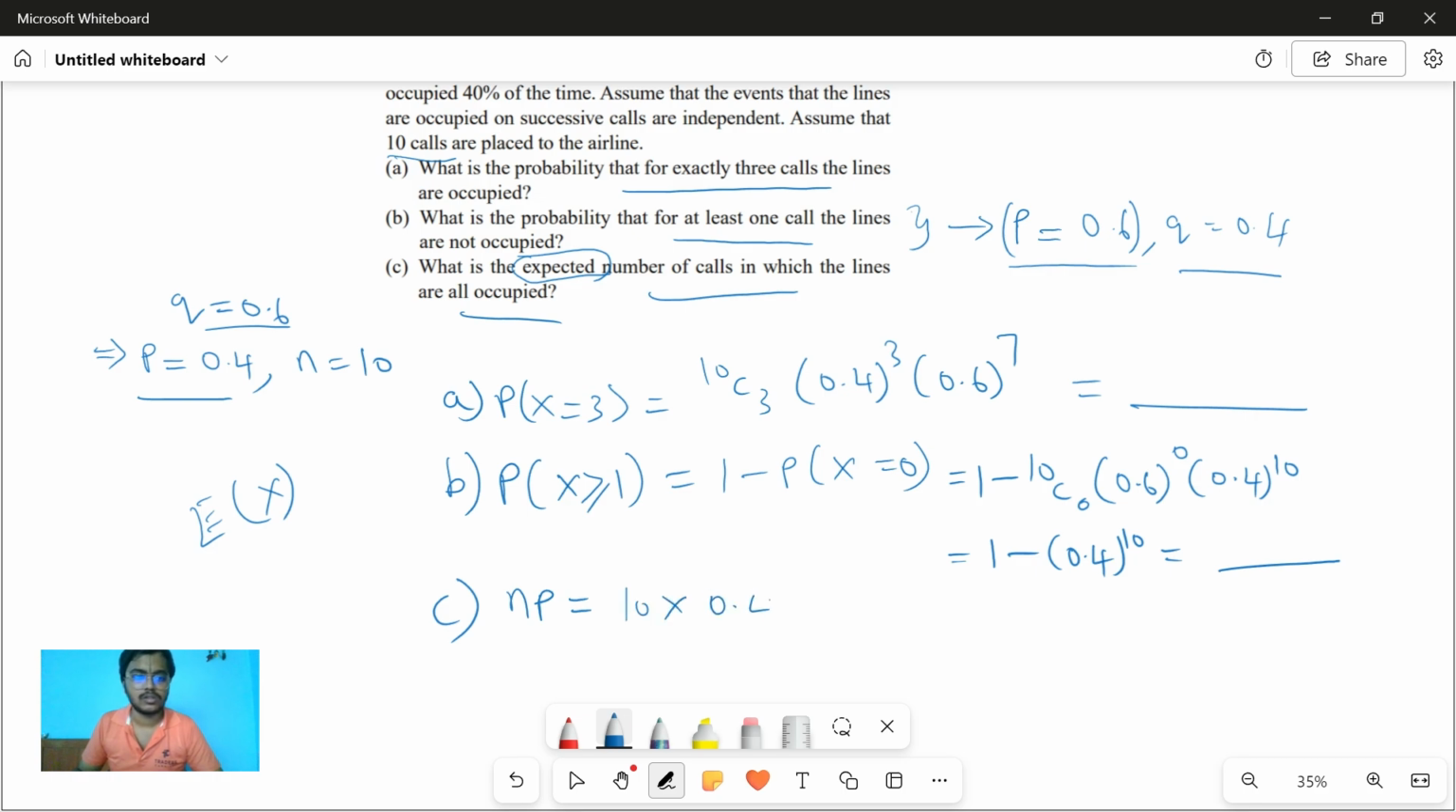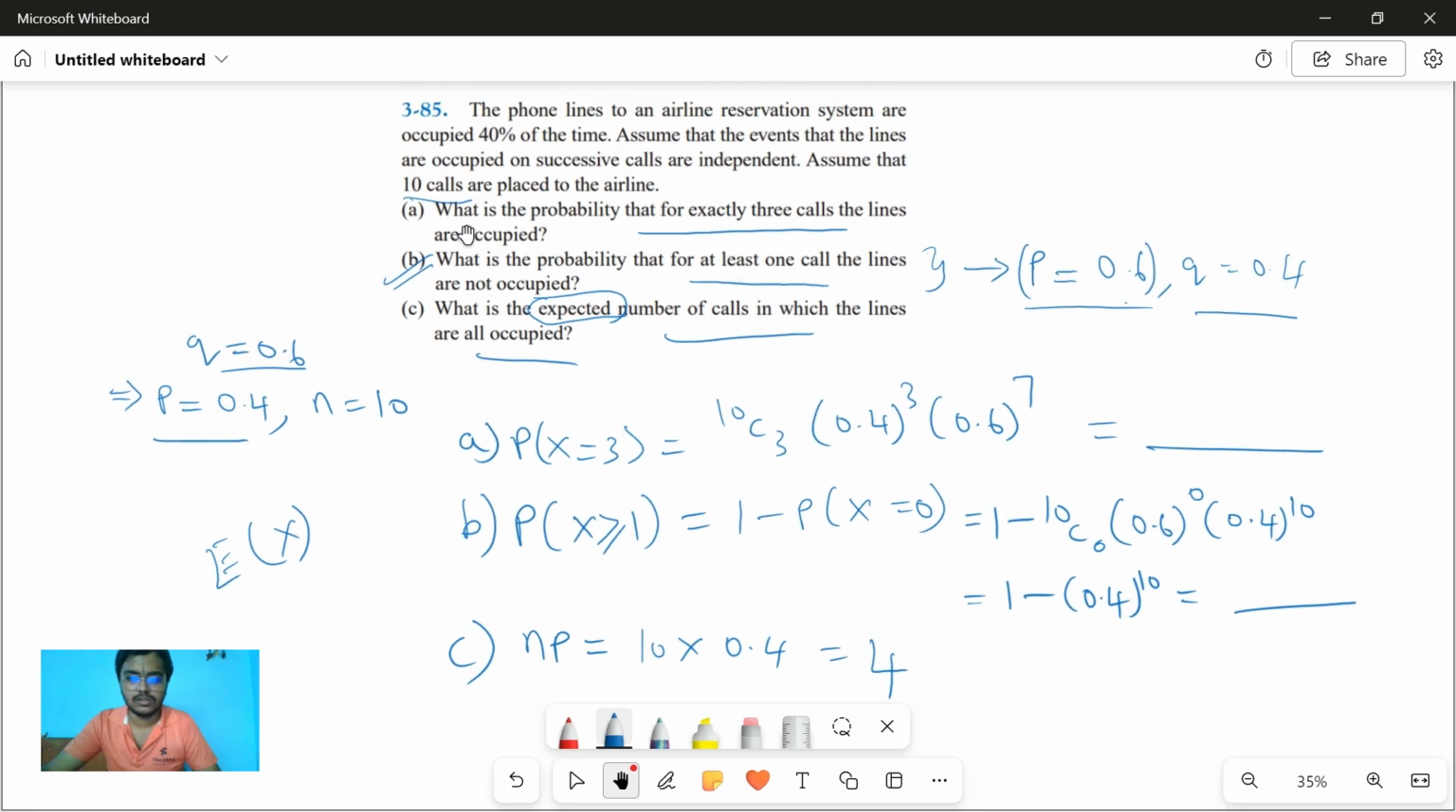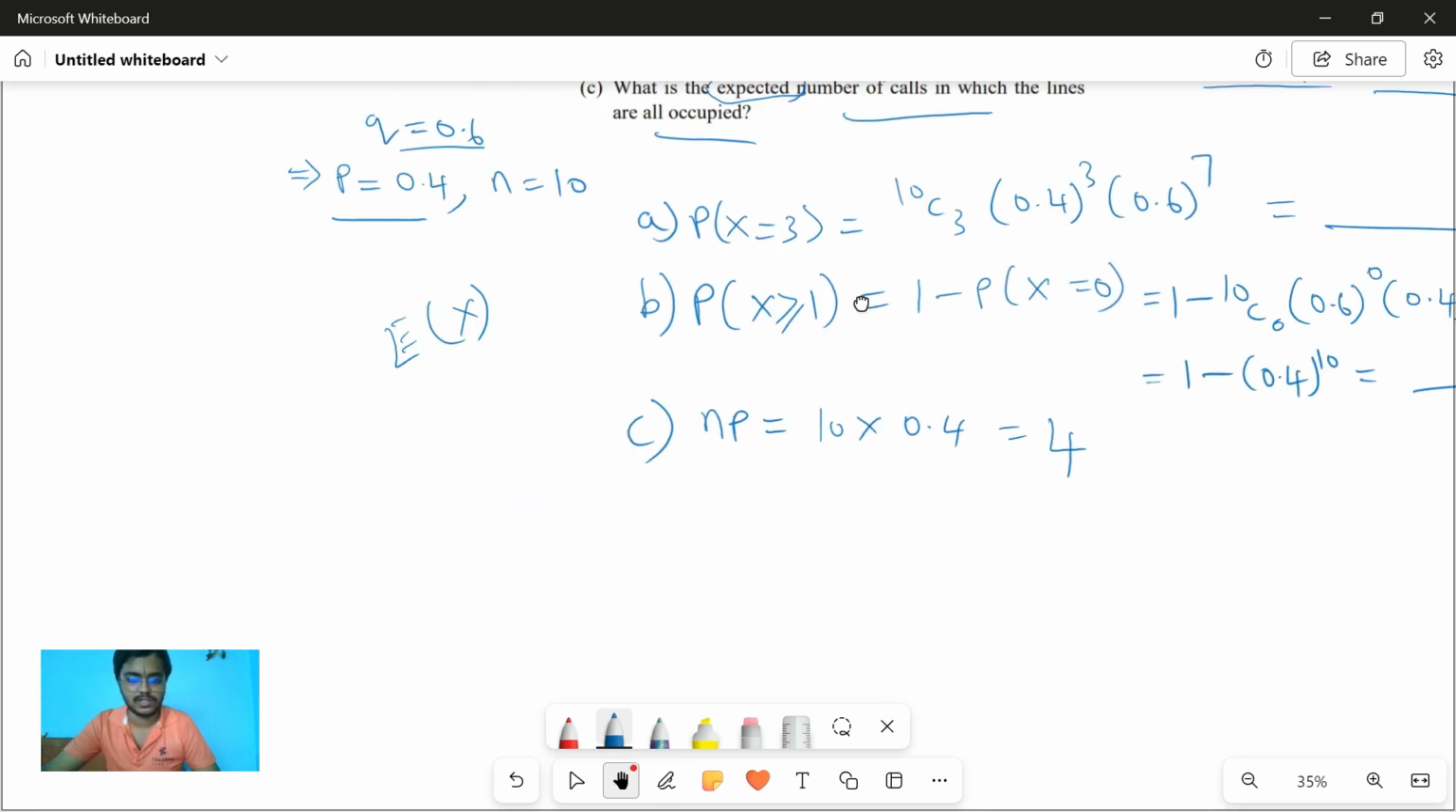P is 0.4. That's all given, no? 0.4. Do not confuse it with the other value; that is for the B part only. Now this will be 0.4 into 10, which is 4. So the expected number of calls is 4. So that's all about the third question. Understood? Very easy to do. Only the previous part is a little bit trickier. That's why I took this question.